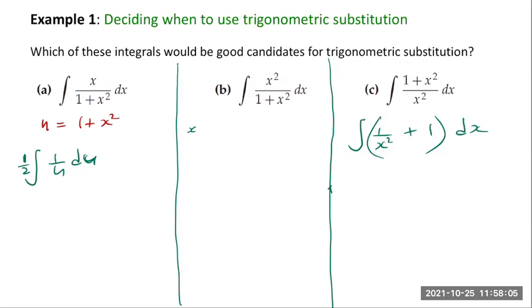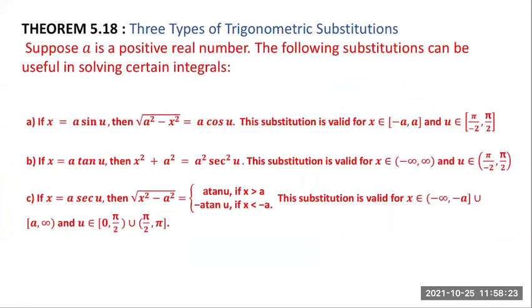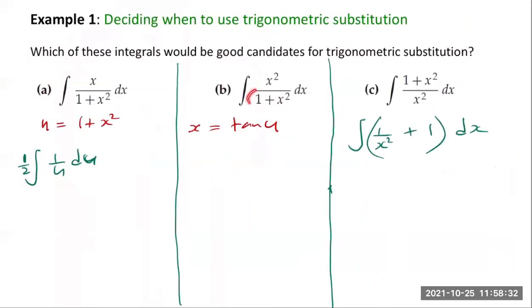The substitution I'm using is x is equal to tan u. I'm thinking about that because this looks like a squared plus x squared, right? Remember, in the second part of theorem 5.18, if you have the x squared plus a squared form, x is equal to a tan u is the suitable substitution. So my a in this case is 1. So I'm using x is equal to 1 times tan u. Let's see what happens if I use this substitution. This will immediately give me dx is equal to secant squared u du.